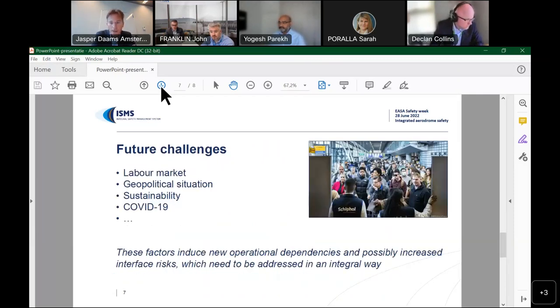And then the last one, we have a rather busy time at Schiphol, because we had significant problems in scaling up.